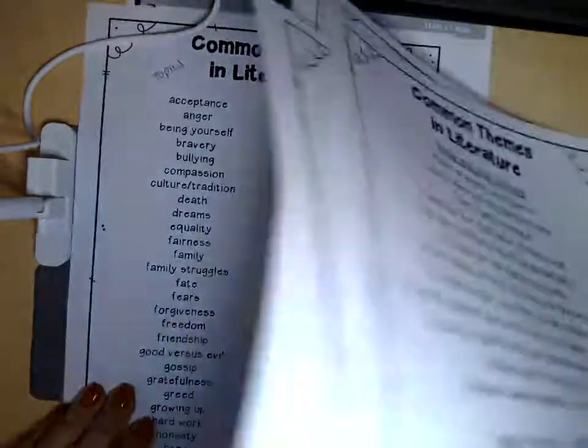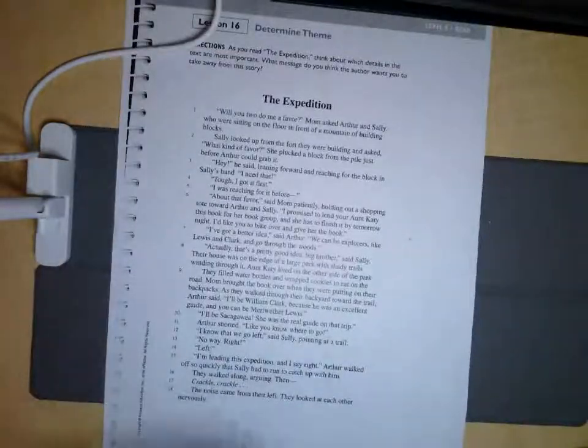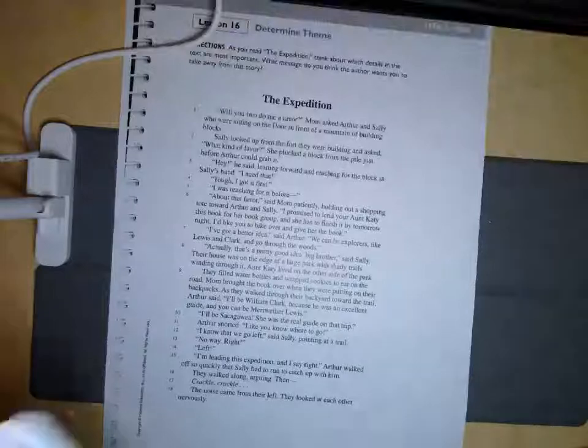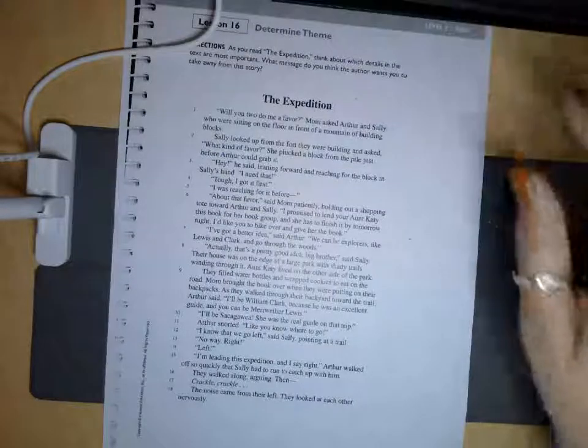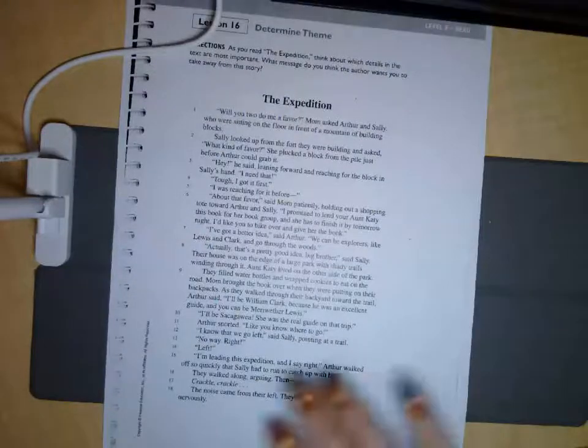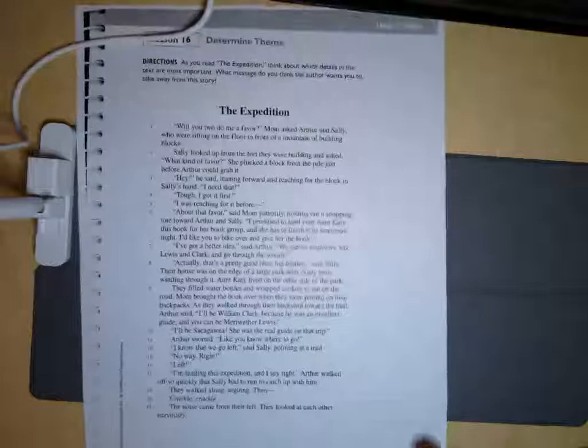So let's look at this story, The Expedition. Okay. So themes, and I've got so much stuff here. I can't zoom in because I'm recording this for my kiddos at home, but you guys have a paper in front of you, so you should be okay.